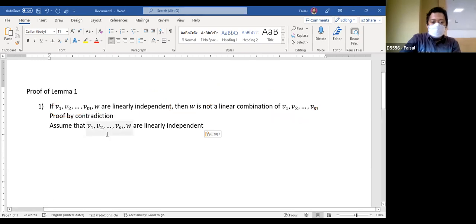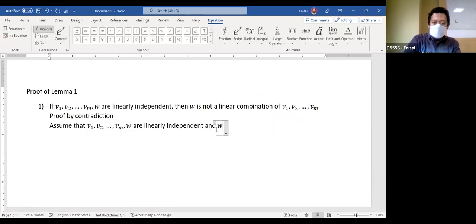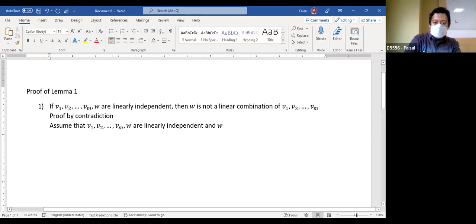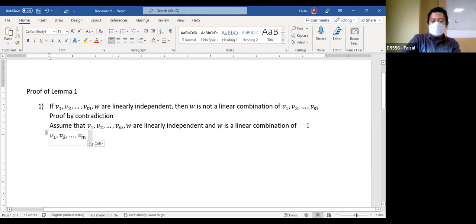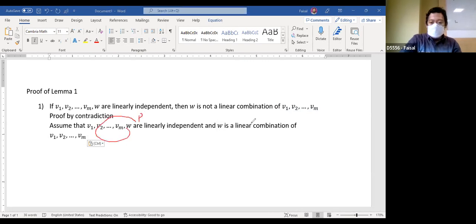So assume that V1, V2, Vm, and W are linearly independent, and the negation of Q is W is a linear combination of V1 until Vm. Okay, this is Q and this is negation Q.